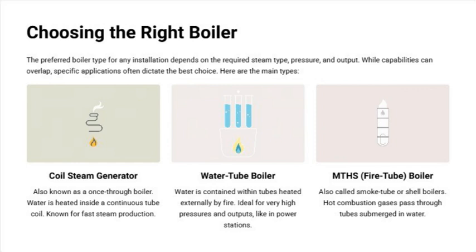Next, we have the water tube boiler. In this type, water is contained within tubes that are heated externally by fire. These boilers are typically used where very high pressures and large outputs are needed, such as in power stations. Their design allows them to handle extreme conditions efficiently. Finally, the MTHS, or fire tube boiler, is also called a smoke tube or shell boiler. Hot combustion gases pass through tubes that are submerged in water, transferring heat to produce steam. These are commonly used in smaller industrial processes and are valued for their simplicity and reliability.